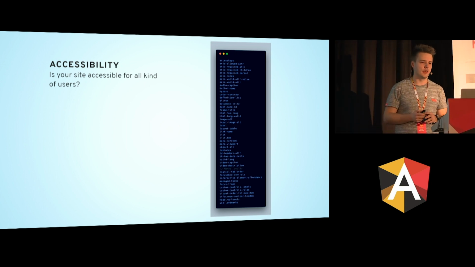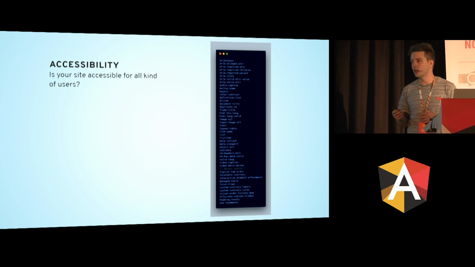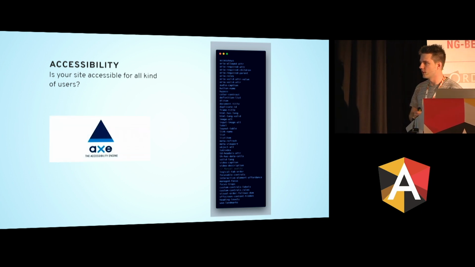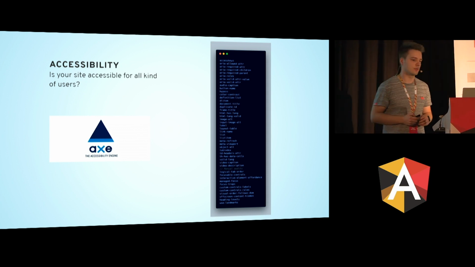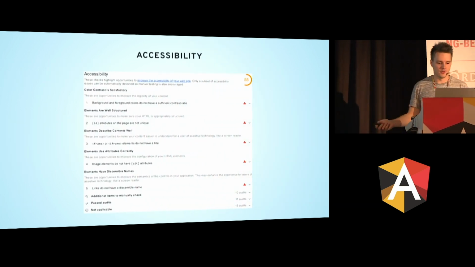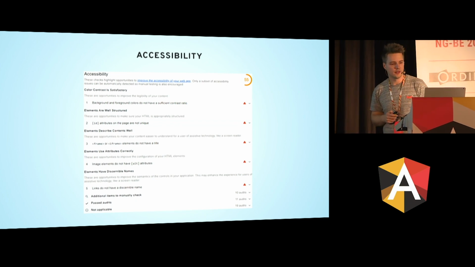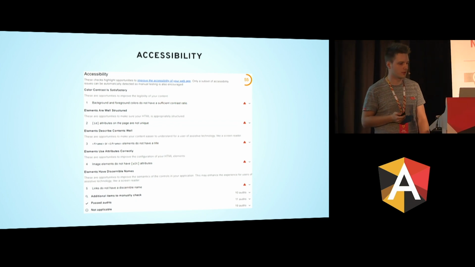We're not accessibility experts either, so we use Axe. It's a well-known accessibility library, and we just run it as part of Lighthouse. The report is not really fancy. We just tell you what's wrong and what's not wrong, what's good.